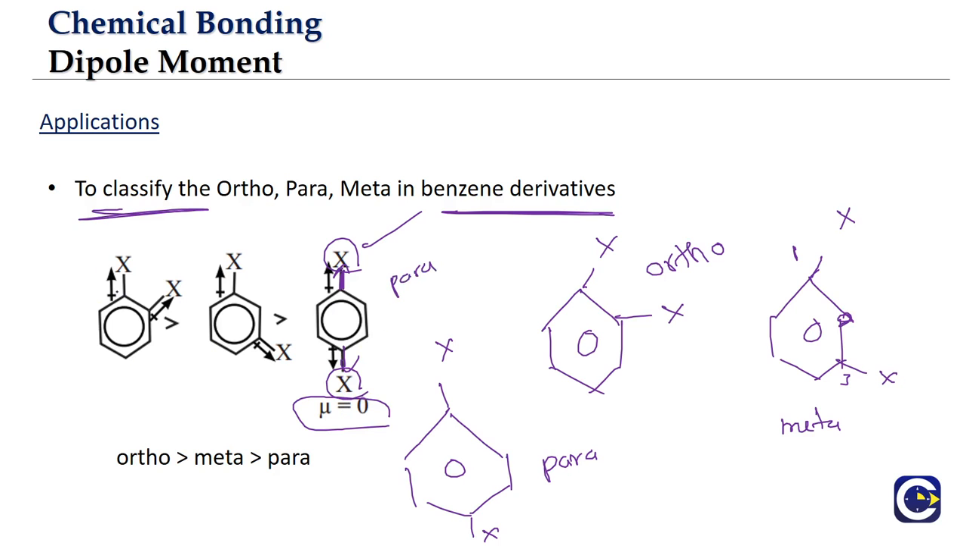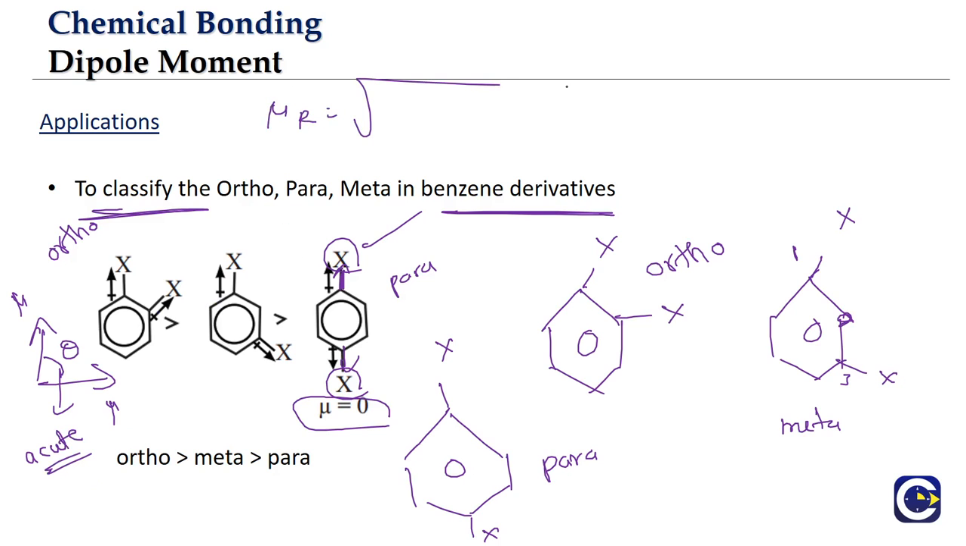This is ortho. Look at ortho. The dipole moments are having some angle, mu and mu, both the same value. The theta is an acute angle. So the resultant will be given by which formula? Mu r is equal to root of mu 1 square plus mu 2 square plus 2 mu 1 mu 2 cos theta.